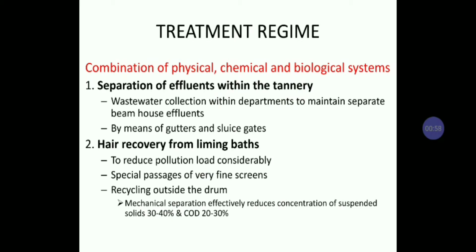Here we use a combination of physical, chemical, and biological systems. The first one is the separation of effluents within the tannery. Here we use wastewater collection within the departments to maintain separate streams of effluents. It is done by means of gutters and sluice gates.